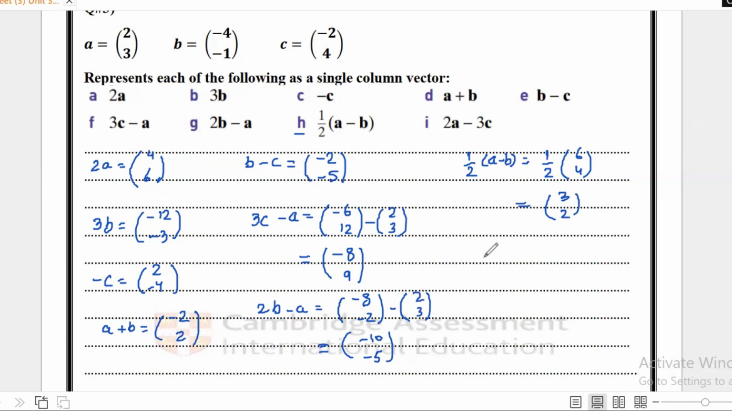And then lastly, we have the I part. It is 2A minus 3C. So better we first write the answer of 2A, which is equal to 4, and 3 twos are 6. And then 3C, that means it is minus 6, and 3 fours are 12. Now we will subtract these two. So 4 minus minus 6, plus 6, that means 10. And 6 minus 12 gives me minus 6.